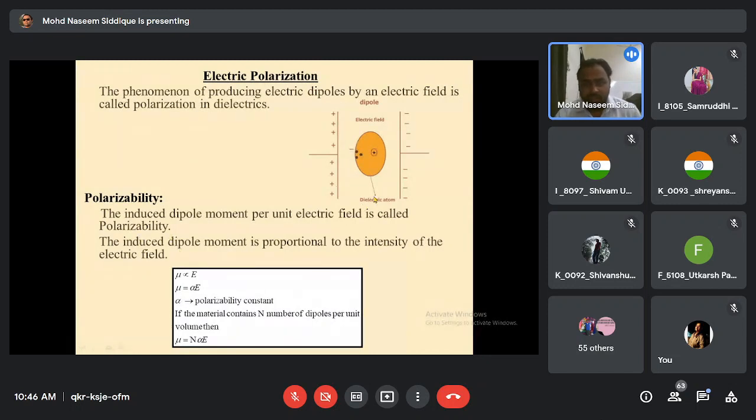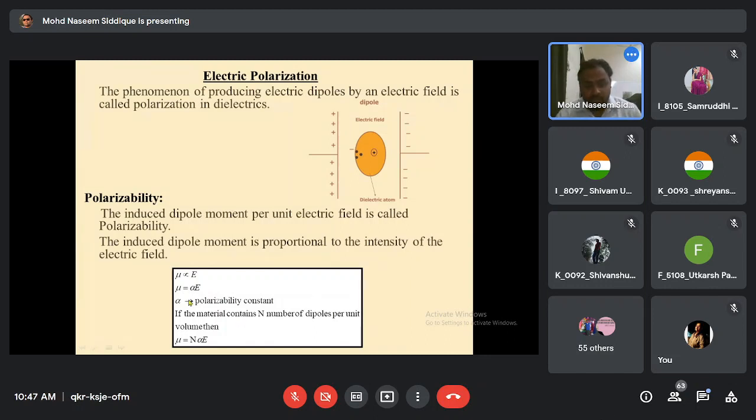As we increase the value of the electric field, the induced dipole moment will increase. Hence, we can say mu is directly proportional to E. Mu is equal to alpha E. Alpha is the proportionality constant and is basically known as the polarizability constant.